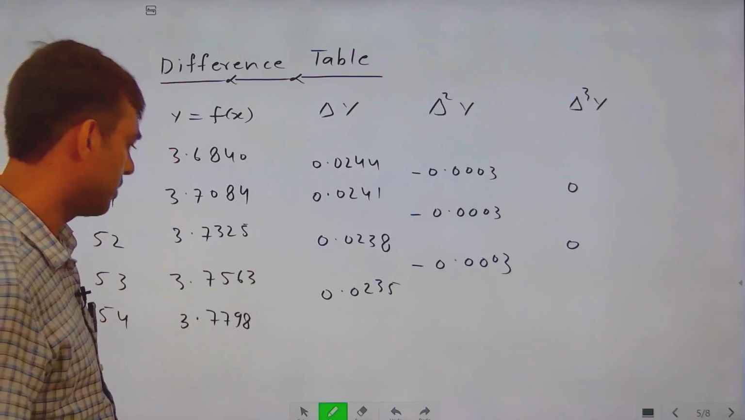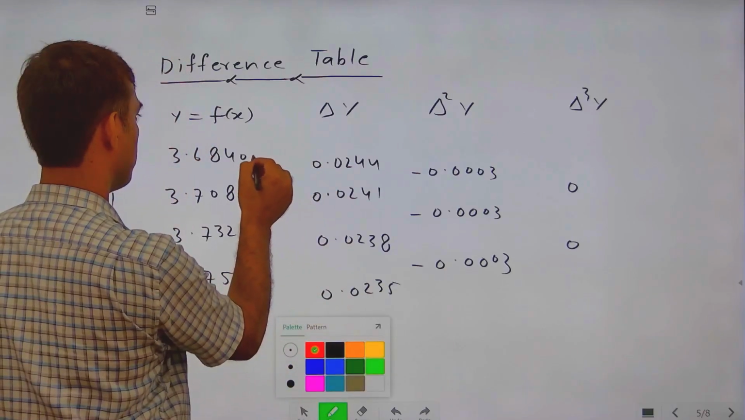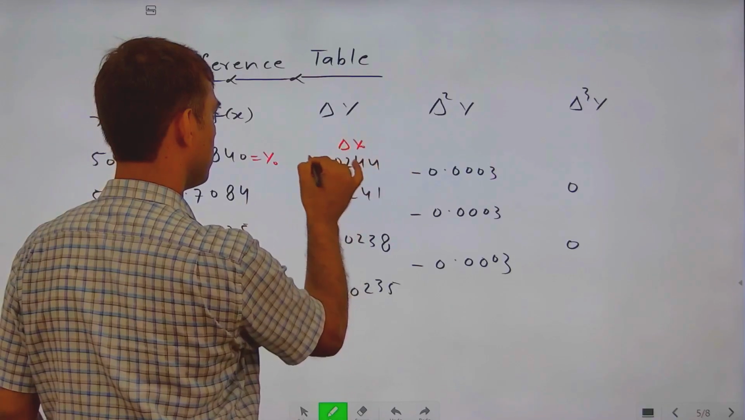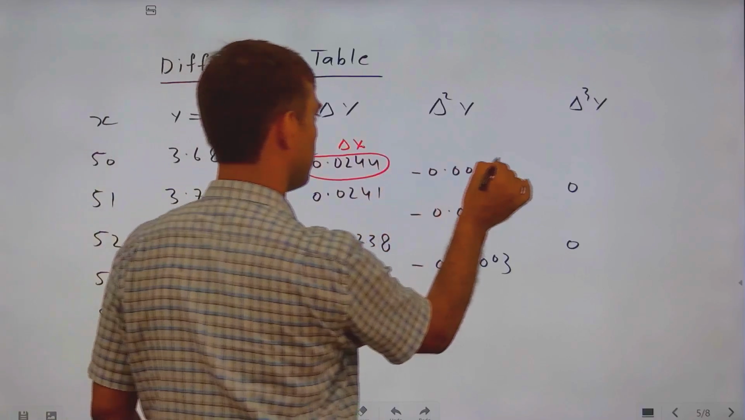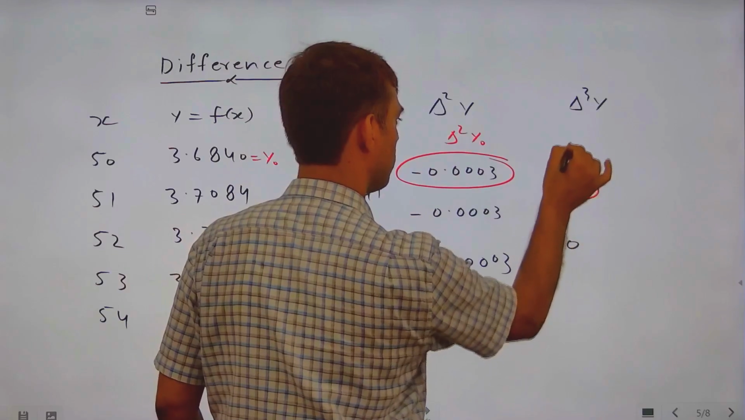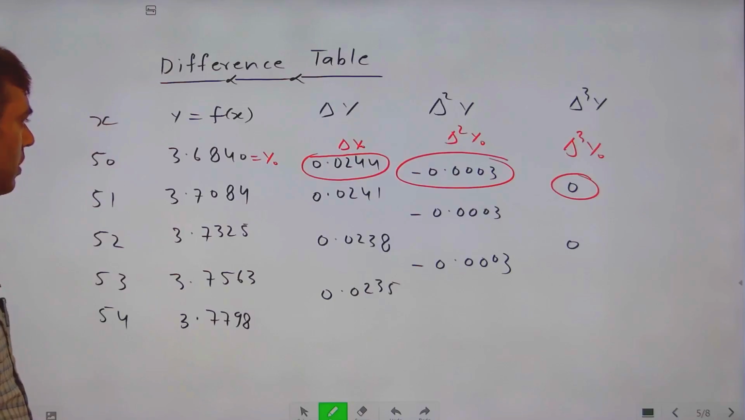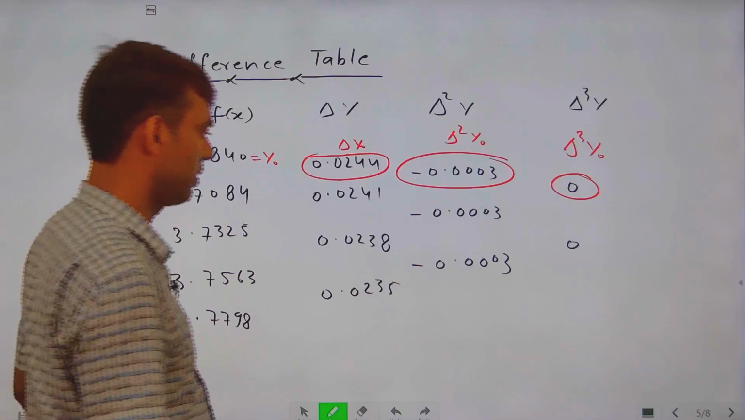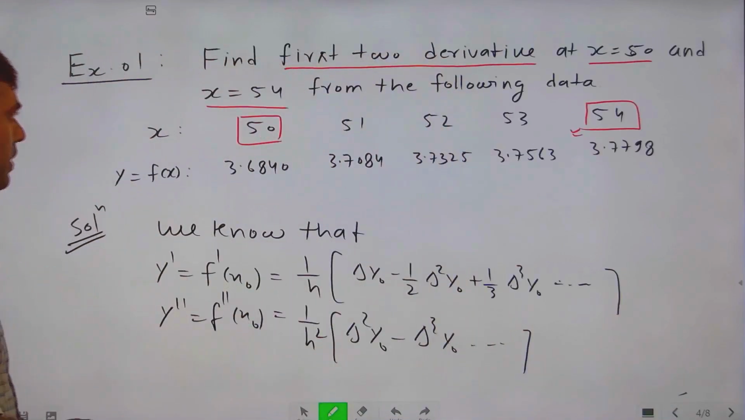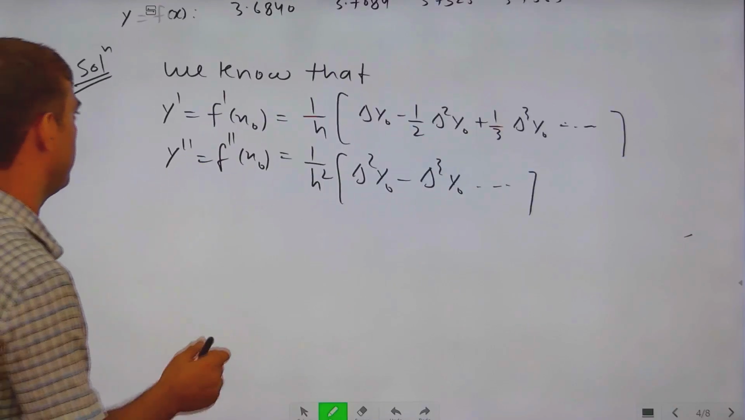So now, what is the value of del y0? This one is the value of y0, this one is the value of del y0, this one is the value of del 2 y0, and this is the value of del 3 y0. Now we put these values here, and then we find the values of y dash x.